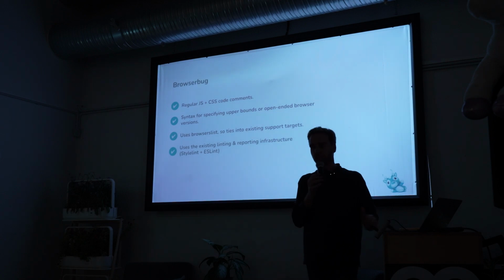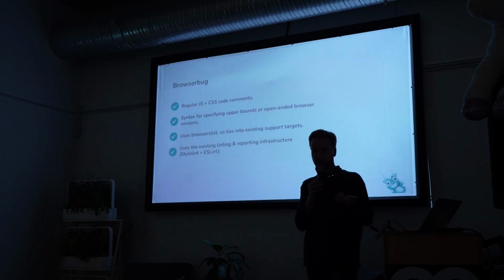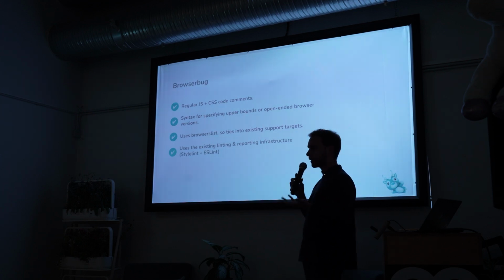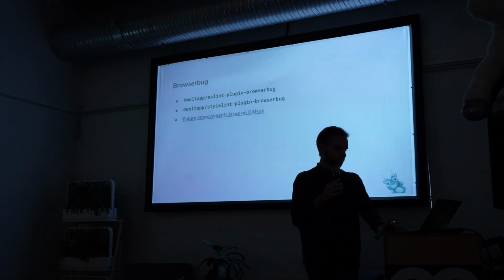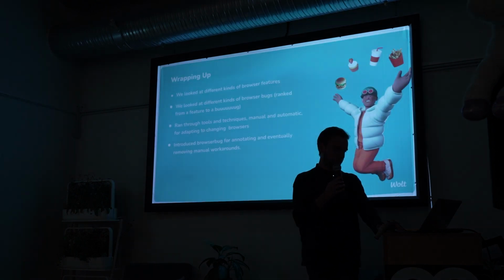So anyway, this combines a little bit of the code comments, database about browsers, and regular linting setup. I think many code bases, or maybe most code bases, have some kind of linter setup nowadays. So it allows us to hook into existing infrastructure, which I think is really good. And there's more details you can look at on the Wolt app. There's plugins for ESLint and Stylelint that are pretty standard nowadays.